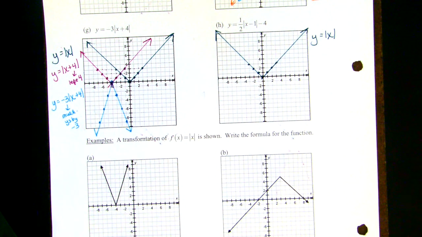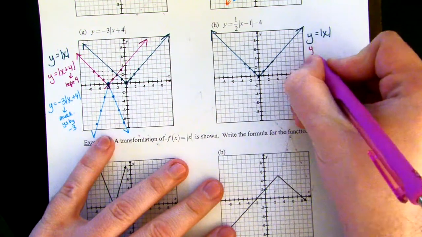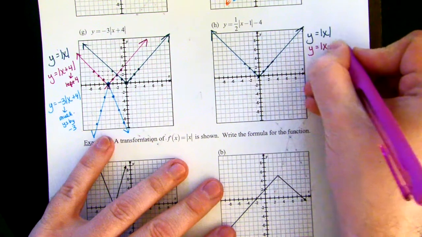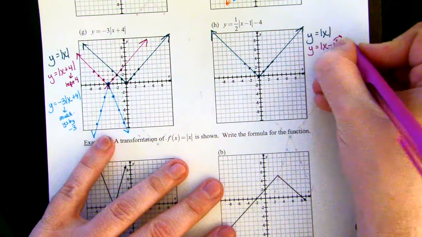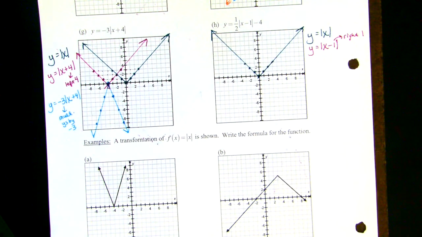Letter H is about as tough as they're going to get for right now. What's the first thing we'd have to do in letter H? I think our first step's going to be y equals absolute value of x minus 1. Deal with your horizontal transformation, which means we're going to go right one space. What's the next thing we're going to have to do?